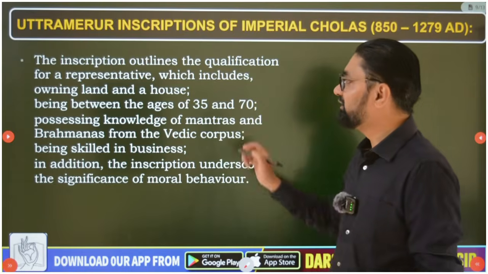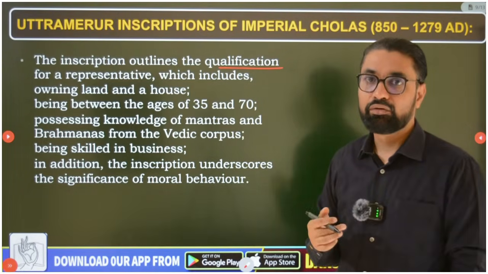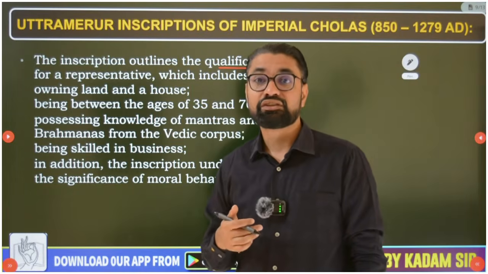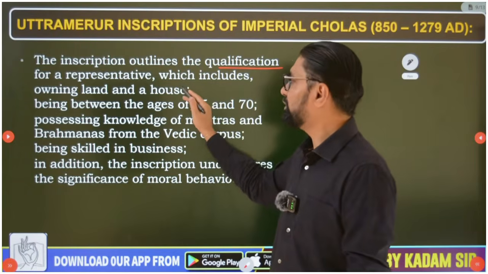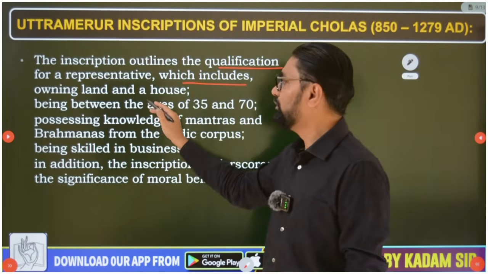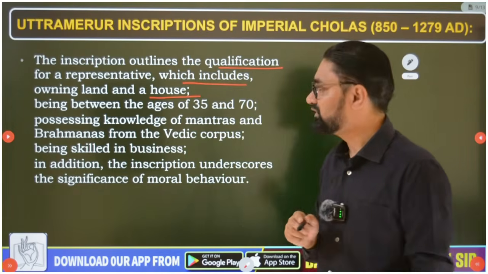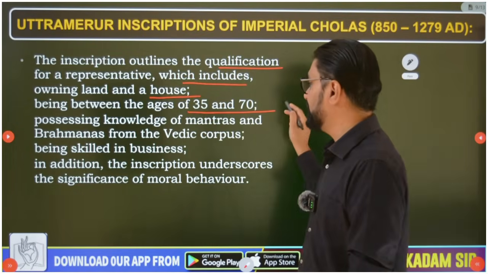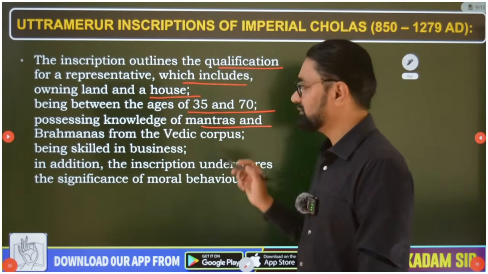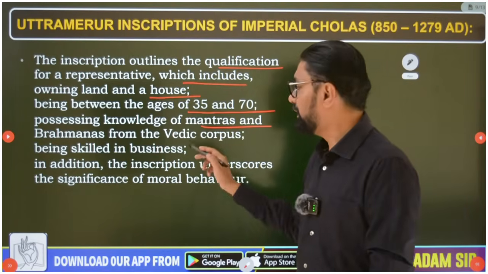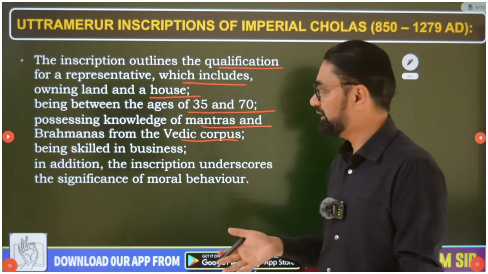The inscription outlines even the qualifications for a representative. Just as we have in the Constitution conditions for membership of the Lok Sabha, Rajya Sabha, etc., the qualifications for a representative include owning land and a house. So you need to own land, own a house, be between the ages of 35 and 70, and possess knowledge of mantras and Brahmanas from the Vedic corpus. So automatically only Brahmanas will be there.